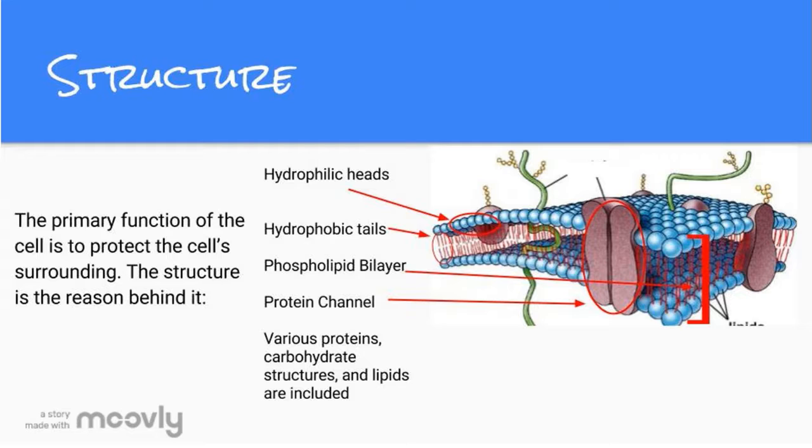Aligned within and outside the membrane are various structures. Glycoproteins are useful for cell recognition as they act as receptors. Glycolipids, which are attached to a carbohydrate, assist in cell-to-cell recognition. Cholesterol maintains the fluidity of the cell surface membrane on the outside.